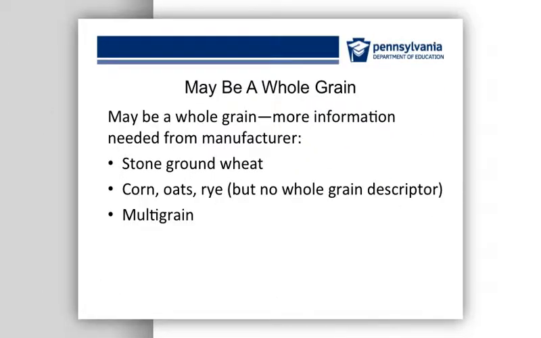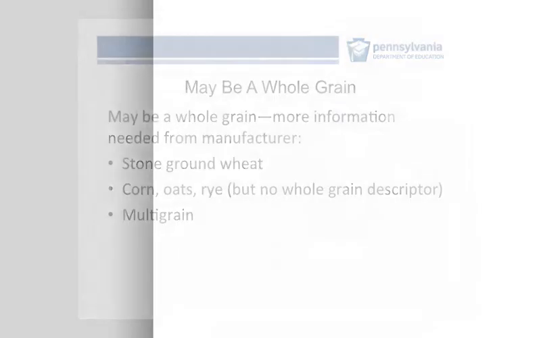There are some ingredients that may or may not be whole grain. For example, stone ground wheat may be stone ground whole wheat or stone ground wheat that is not whole grain. If you see the ingredient corn, oats, or rye listed on a label without a whole grain descriptor in front of it, you may not be able to tell if these are whole grains or not. The term multigrain on a label usually means that there are several different grains in the product, but doesn't necessarily mean that they are whole grains. In these cases, you would need to get more information from the manufacturer to determine if they are whole grains.